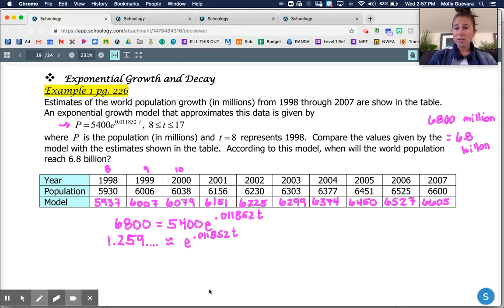All right, and I'm trying to solve for t. I want to know what year the population is going to reach this. So I need to get rid of this e, so I'm going to take the natural log of both sides. I get the natural log of 1.259, and the reason I'm putting the dot, dot, dot here is that I'm not rounding that in my calculator. I'm leaving that answer on the screen of my calculator. If that's not making sense, just ask me. But it's really important that you're not rounding those numbers, okay?